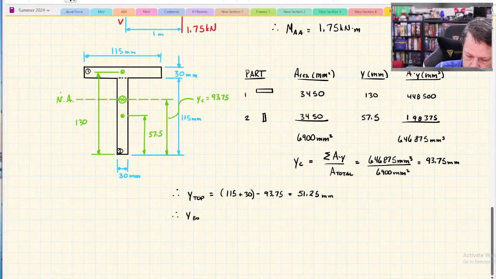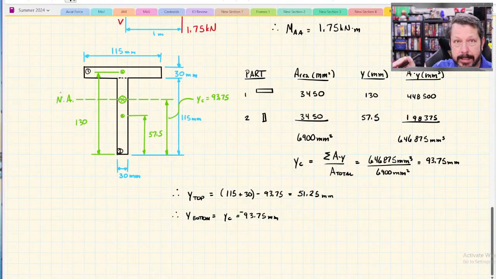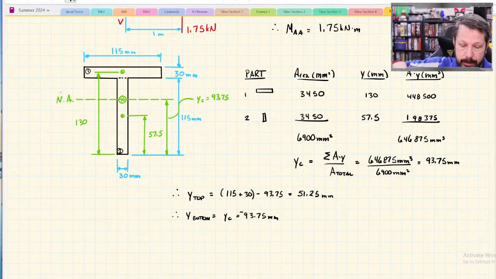And similarly, the bottom is just the neutral axis, y sub c. But since I measured from the bottom of the beam, then 93.75. Now, technically, that's a negative number because I'm treating the neutral axis as 0. And so I have to go downward to the bottom of the beam, a negative direction. So y sub c is negative, or well, y to the bottom, not y centroid, but the y distance from the neutral axis to the bottom of the beam. It's negative 93.75 millimeters.